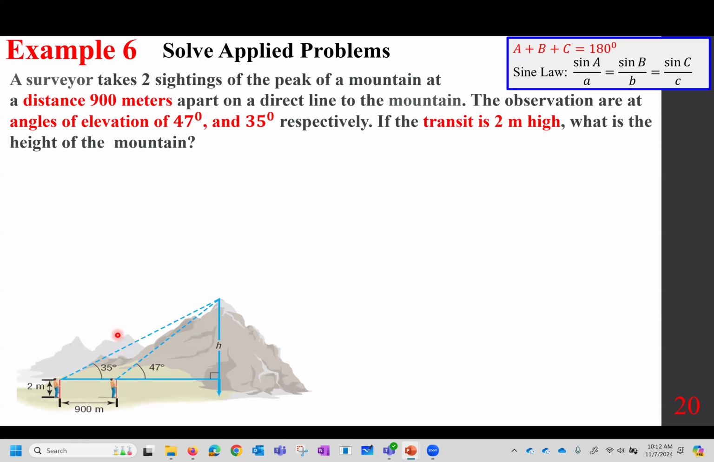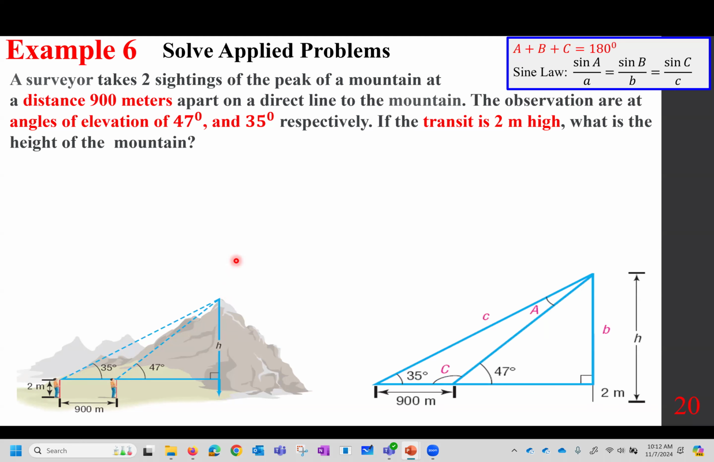If the transit, here's the piece that they use to come up with the angle, is 2 meters high, so this is 2 meters high, what is the height of the mountain? We want to find the height of the mountain. So let's look at the setting, everybody. This is 2 meters high, angle of elevation 35 degrees here, angle of elevation 47 degrees here, and this distance is 900 meters.